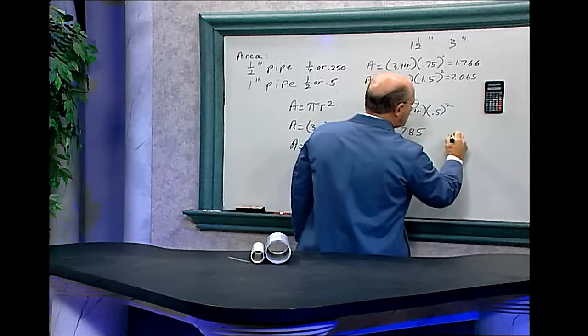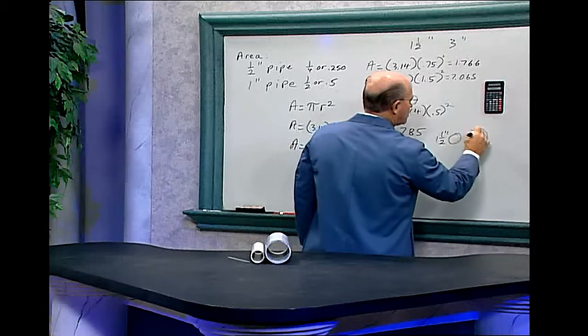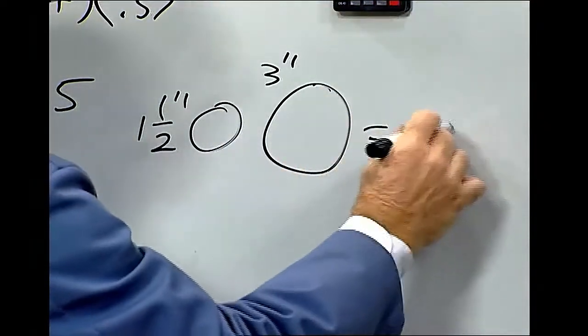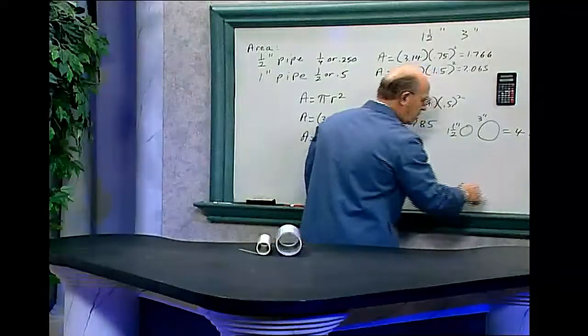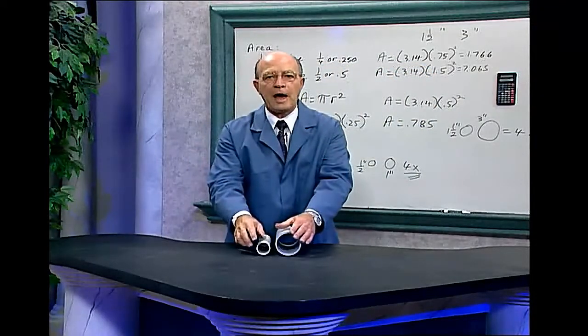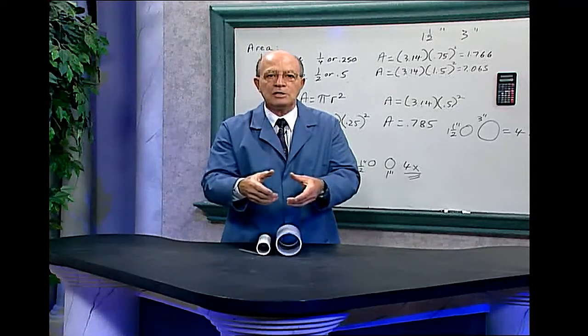So if this is 1.5 inch in diameter, and this is 3 inches in diameter, it also increases 4 times. So as you can see, whenever the diameter of piping doubles, the area increases 4 times.